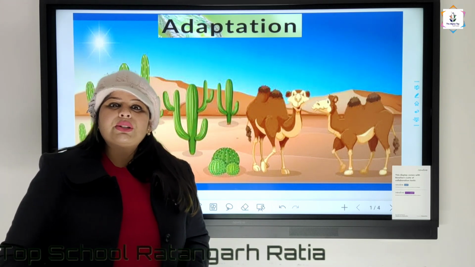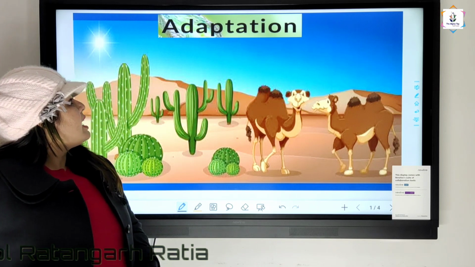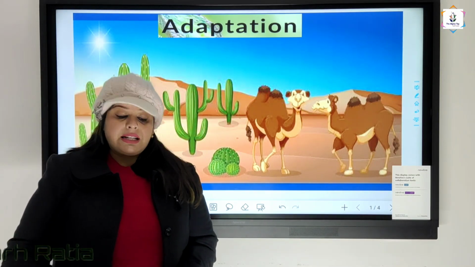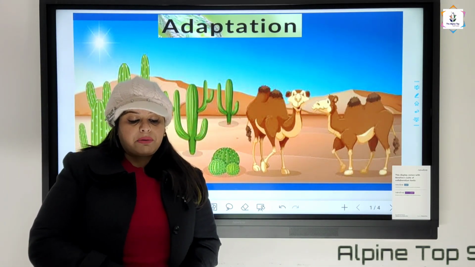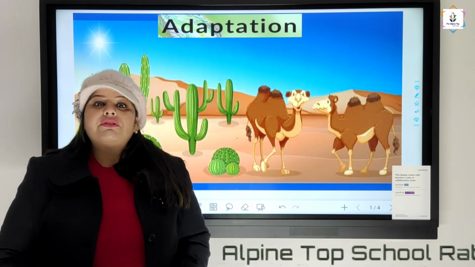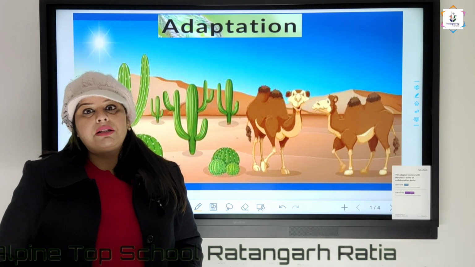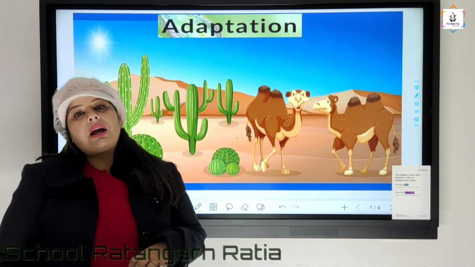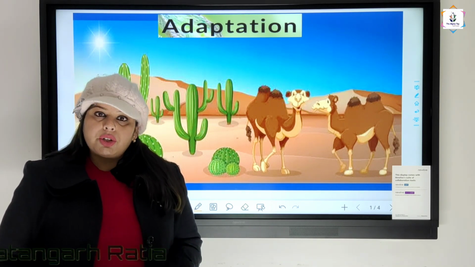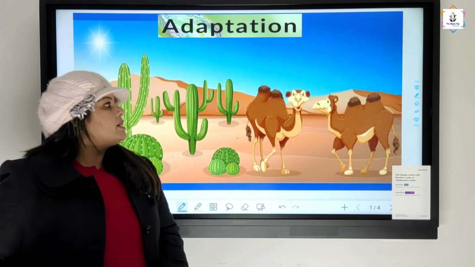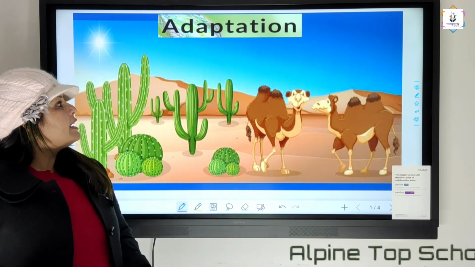So today we are going to discuss our new topic, that is adaptation. So the question will arise in our mind, what do you mean by adaptation? The presence of certain features or habits which enable the plant or animals to live in a particular environment is called adaptation. So today we are going to discuss the adaptation in deserts.